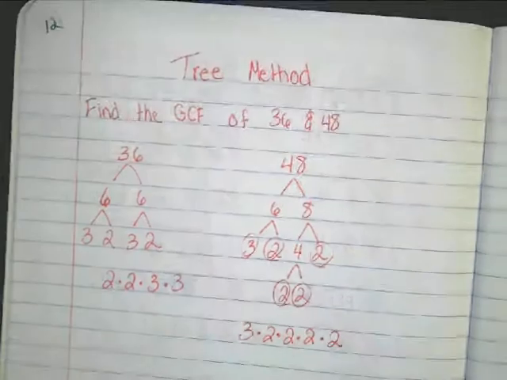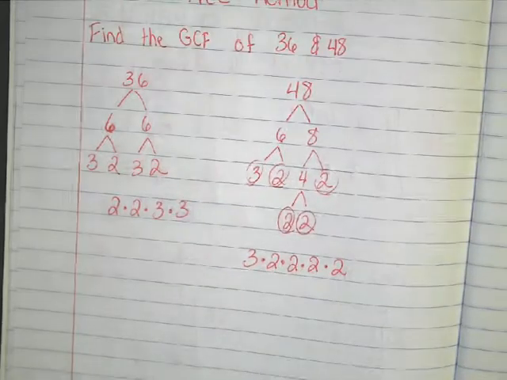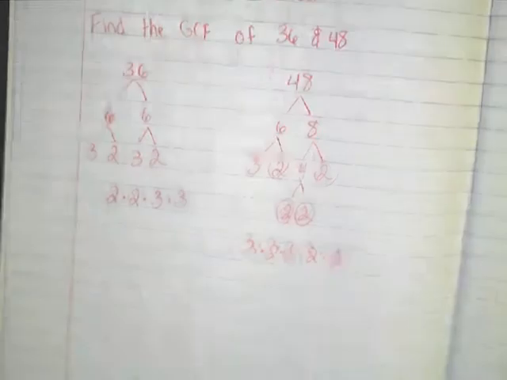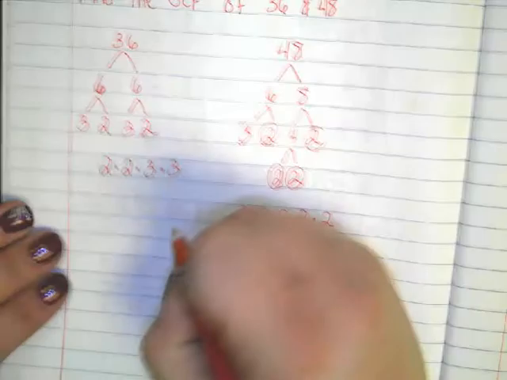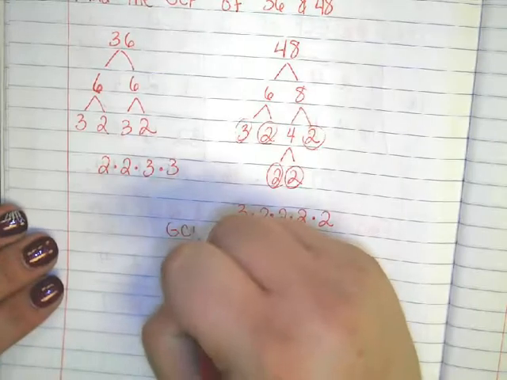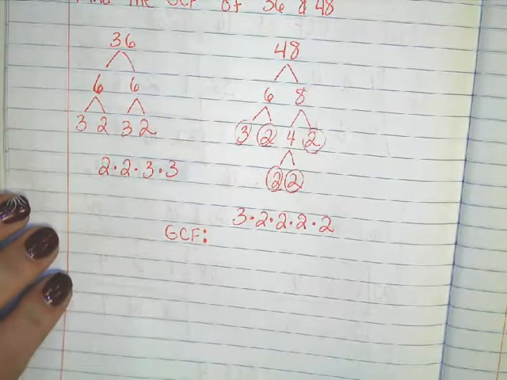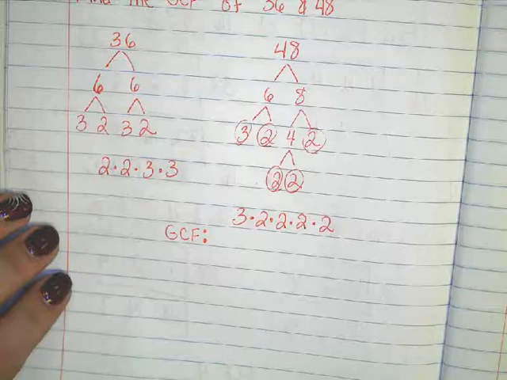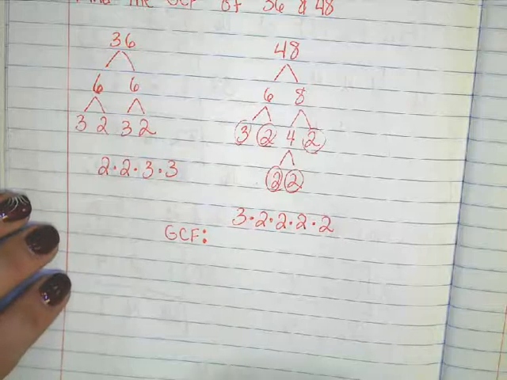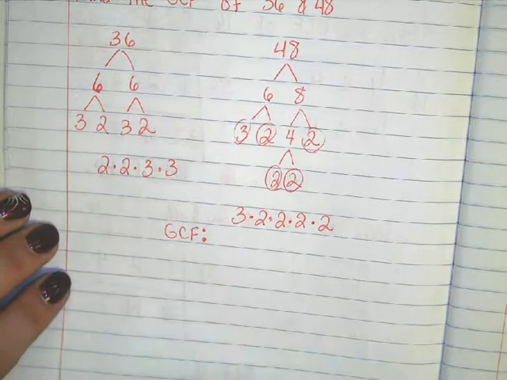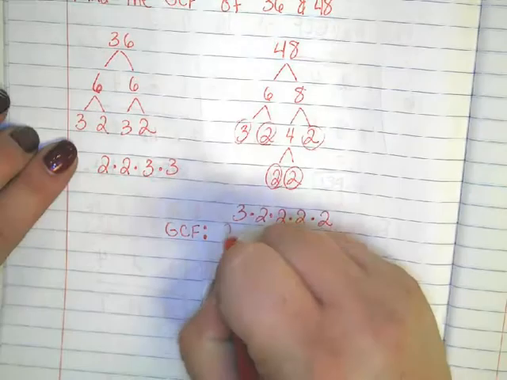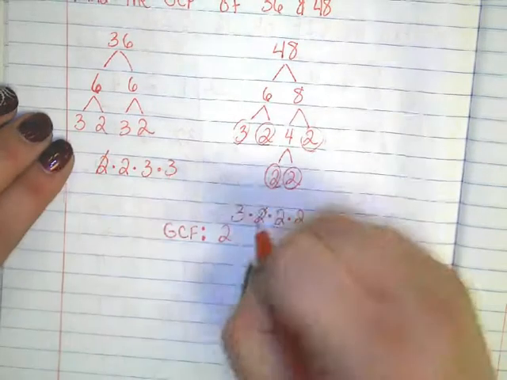So now, I want to figure out my GCF. That's my whole point, is figuring out the GCF. So what do they have in common? 6. Looking at these numbers here. The 2 and 3. Okay, they have a 2 in common, so I'm going to cross one of the 2's out. What else? They have a 3.